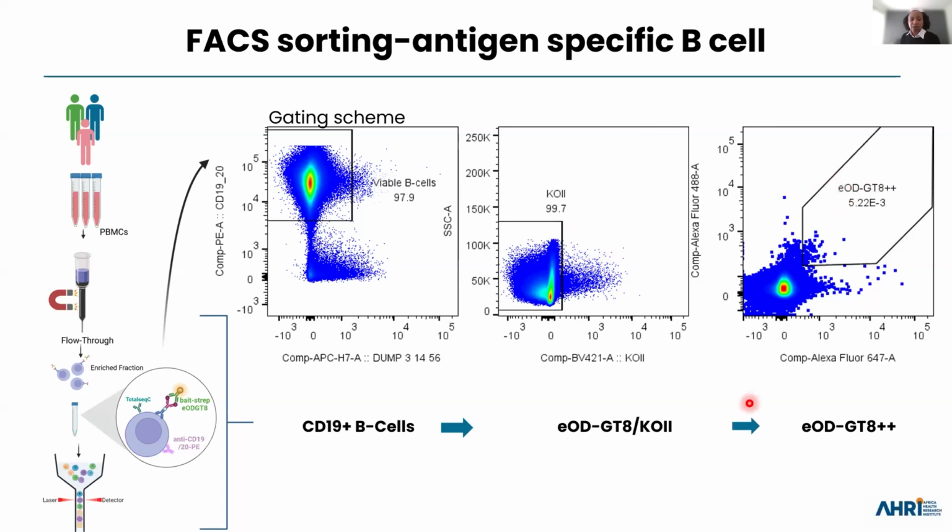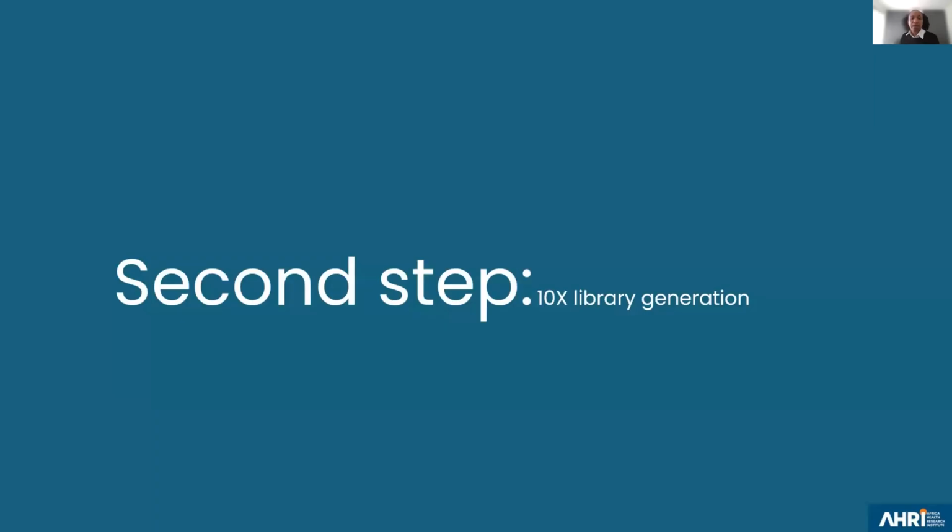The one thing I want to highlight here is that these cells are very rare. I'll give you an example. For a typical sort, we usually start off with about 14 million viable B cells, but we only end up with about 245 cells. So these are very rare, but because we're able to multiplex, we still start off with the minimum required amount of cells for 10x.